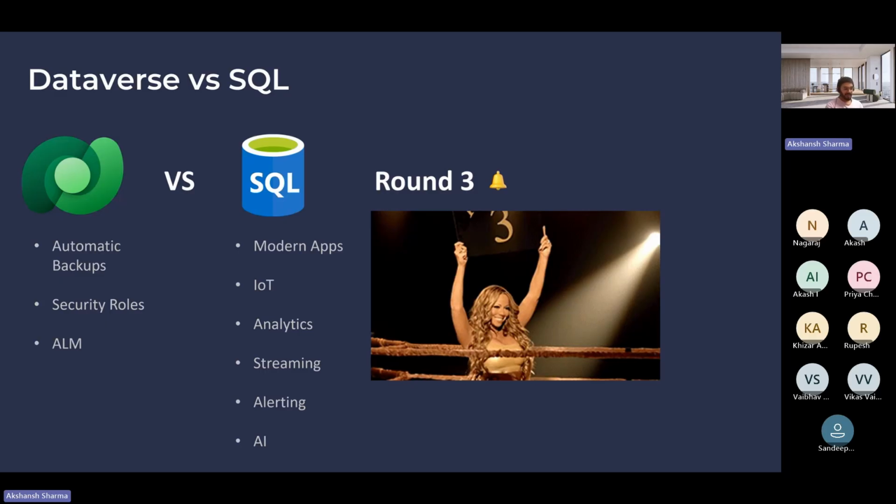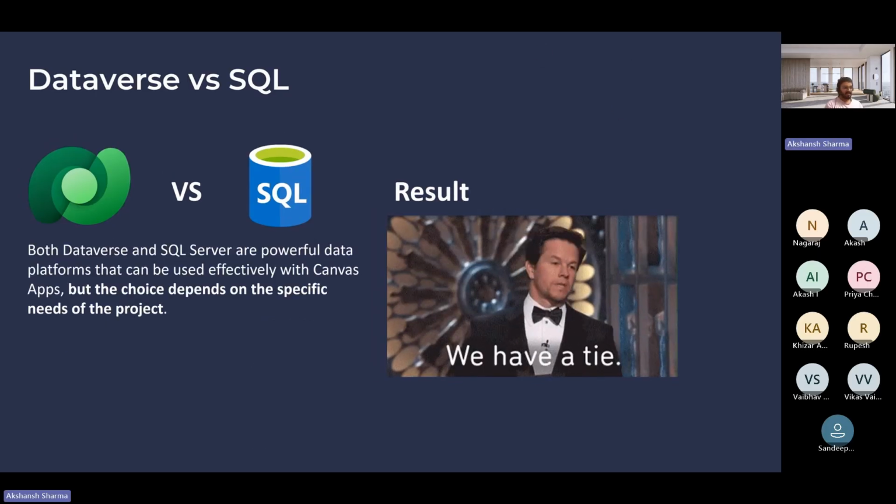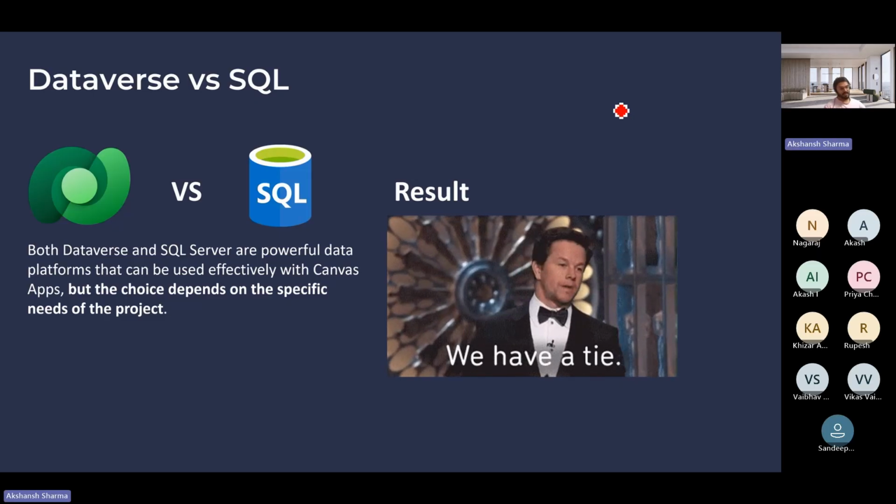After the third round, I would say we have a tie. Why do we have a tie? Because both Dataverse and SQL offer really powerful features, like ALM, your integration with native legacy systems, your out-of-the-box tables, your stored procedure features. So both are very good choices when it comes to well-performing Canvas apps. But the choice really depends on your project needs.